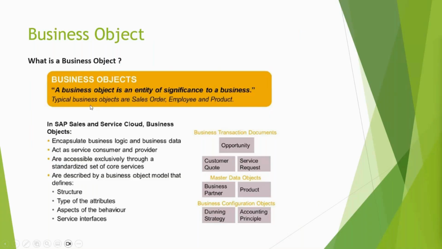So a business object is nothing but an entity in the real world. A business object mainly consists of elements, associations, and then the nodes.